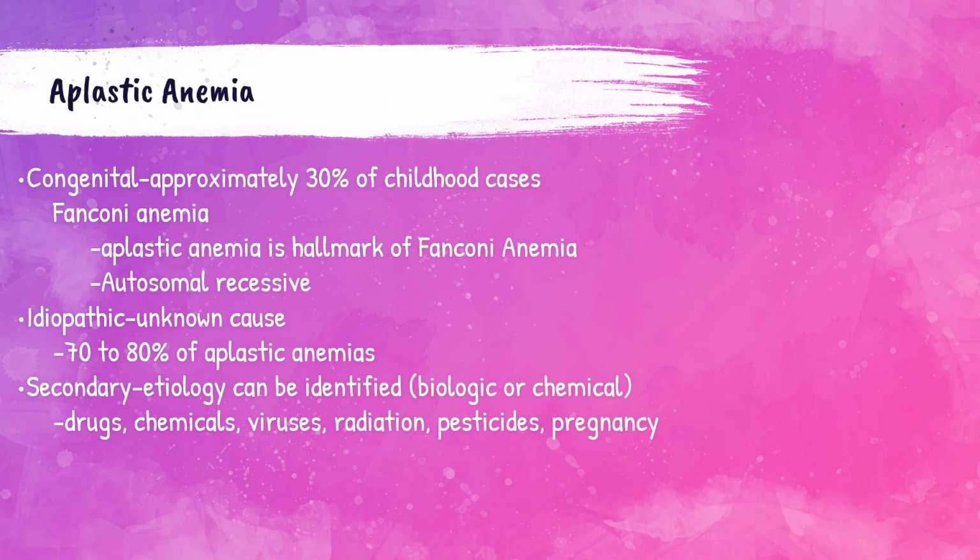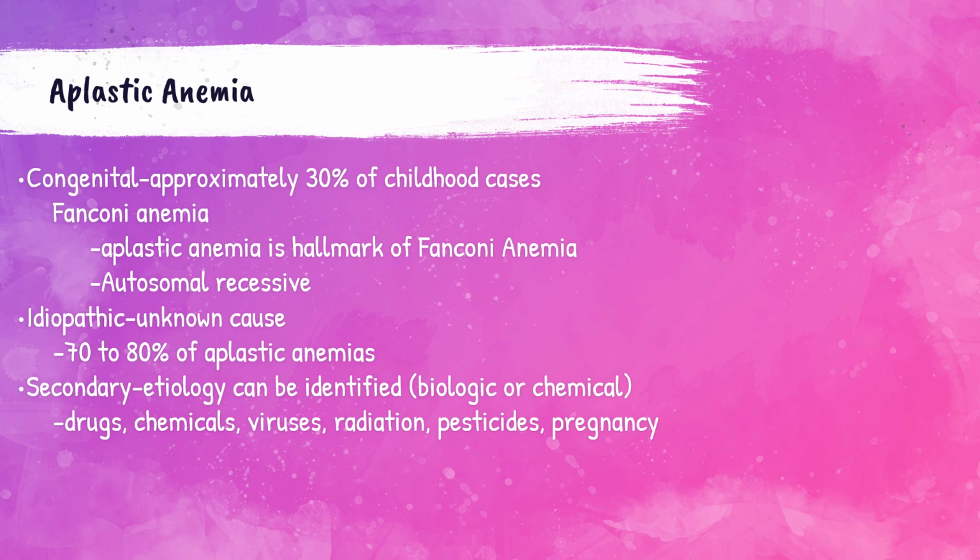So how does a patient even get aplastic anemia in the first place? It can be congenital, meaning it is present at birth. This accounts for about 30% of all childhood cases of aplastic anemia. There is something called Fanconi anemia. This is an autosomal recessive genetic syndrome where aplastic anemia is actually the hallmark characteristic.